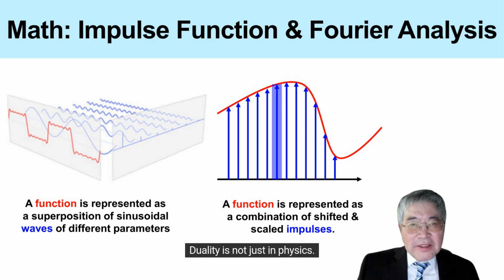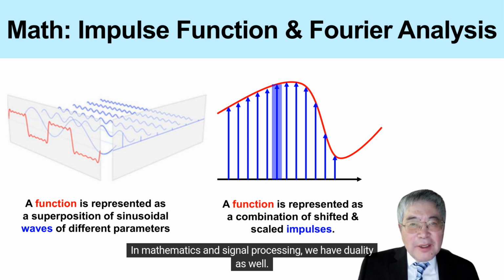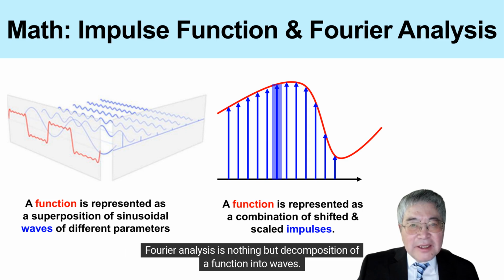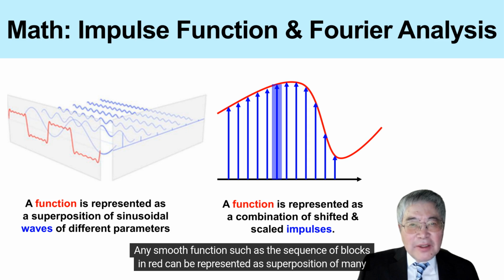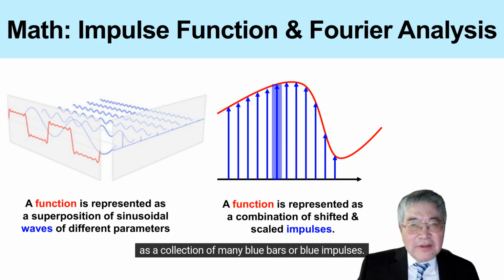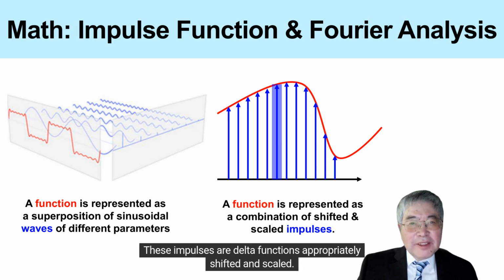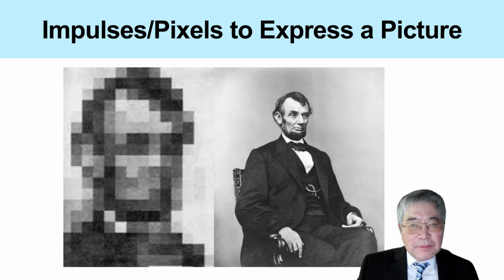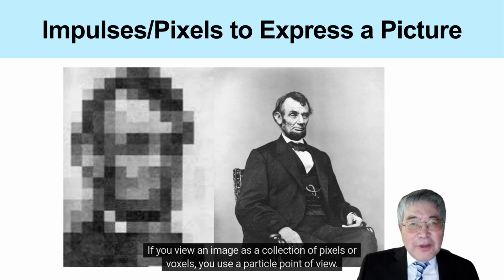Duality is not just in physics. In mathematics and signal processing, we have duality as well. First, we have a wave point of view on the left. Fourier analysis is nothing but decomposition of a function into waves. Any smooth function, such as the sequence of blocks in red, can be represented as superposition of many sinusoidal waves in blue. On the other hand, we can have a particle point of view on the right, where the red curve is expressed as a collection of many blue bars or blue impulses. These impulses are delta functions appropriately shifted and scaled. If you view an image as a collection of pixels or voxels, you use a particle point of view.